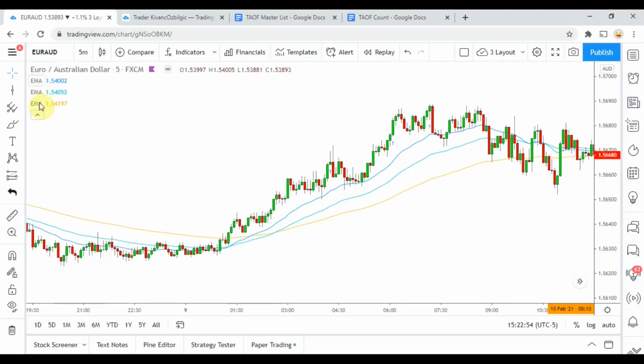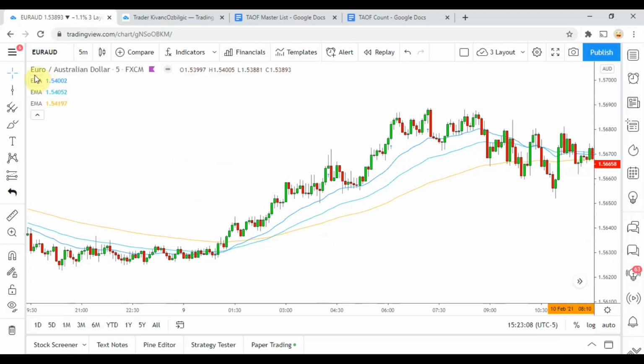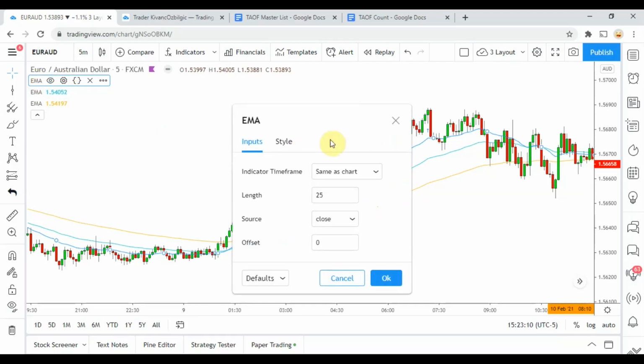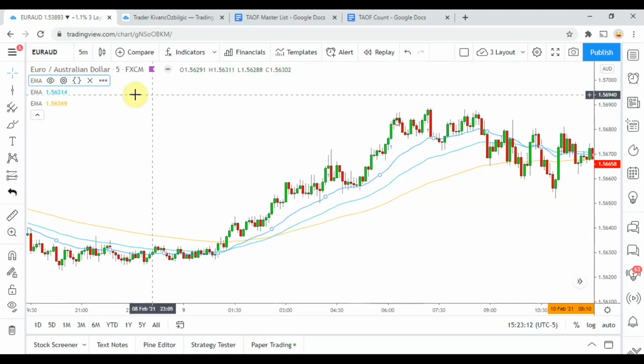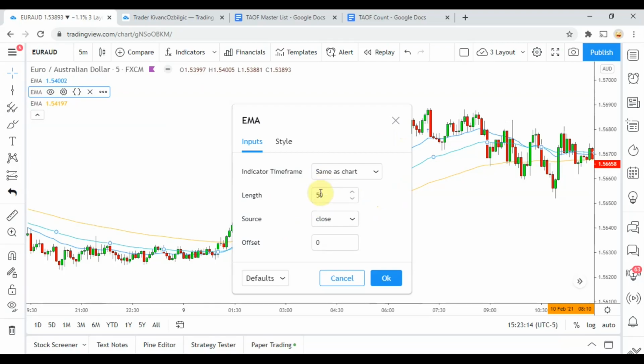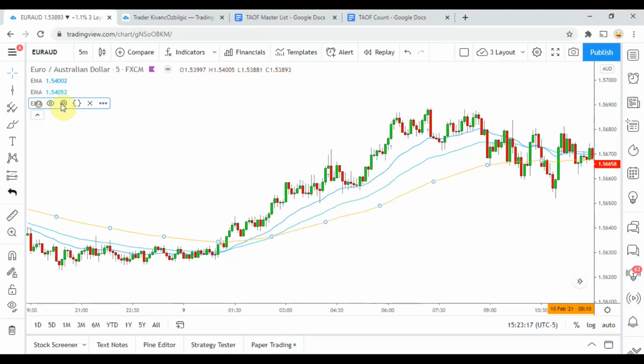We have the exponential moving average, and so we have EMAs, and we actually have 3 of the EMAs. And so this is kind of a really common setup as far as a trading strategy goes. And so we have the 25 period, we have the 50 period, and we have the 100 period.